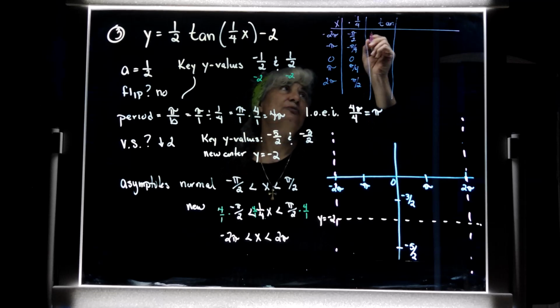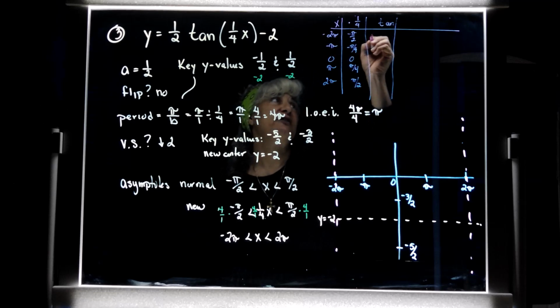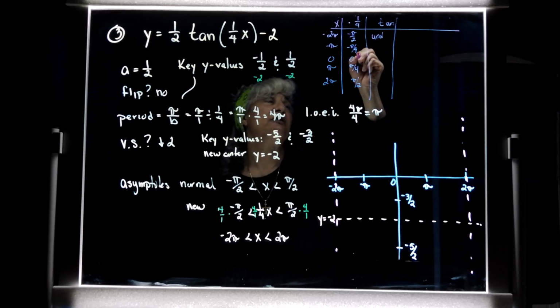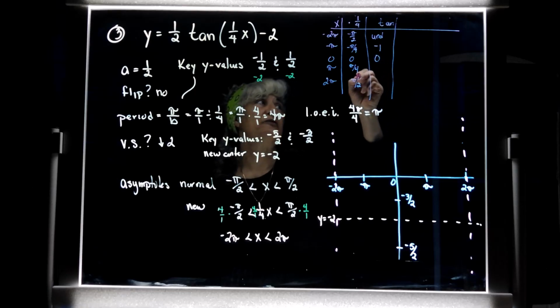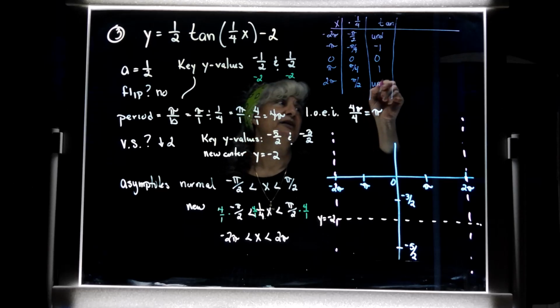Okay, you know what this is. What'd you guys get for negative tangent of negative pi over 2? Undefined. And for negative pi over 4? Negative 1. And for 0? 0. Positive pi over 4? Positive 1. And undefined. Got it.